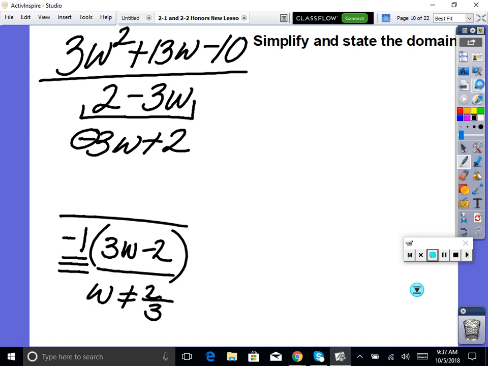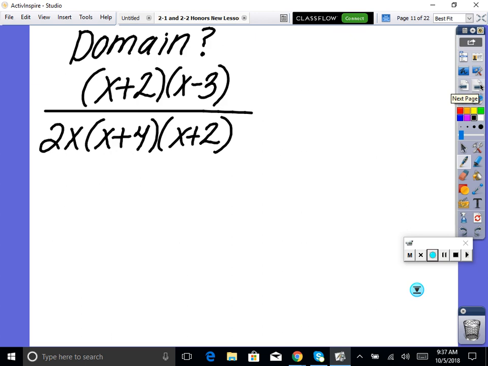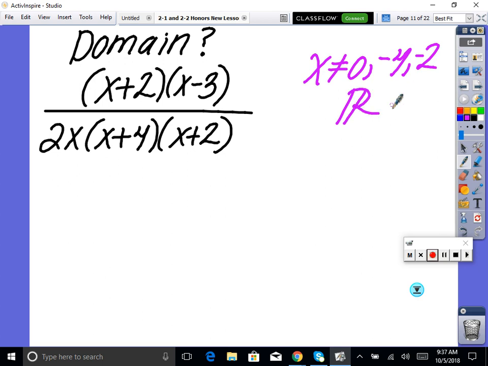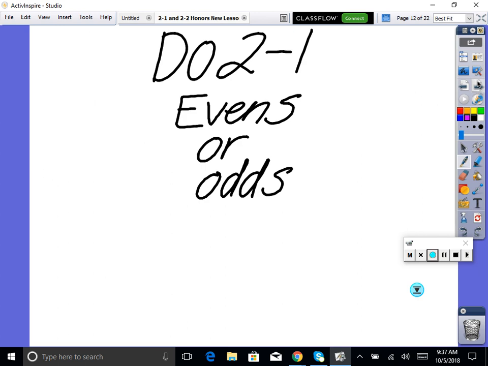Okay, awesome. So this is my last question that I'm going to let you work on, 2-1. If I said to you, what's the domain? I'm not asking you to simplify. I said, what's the domain? What would you say? X cannot equal 0, negative 4, negative 2. Does everyone agree? All real numbers except those real numbers. Does everybody agree? Yeah. I don't need you to write it any fancier than that. That's how you can write it. Are we all okay? Okay, sweet. So go to 2-1, and you're going to do evens or odds, not both. Evens or odds.